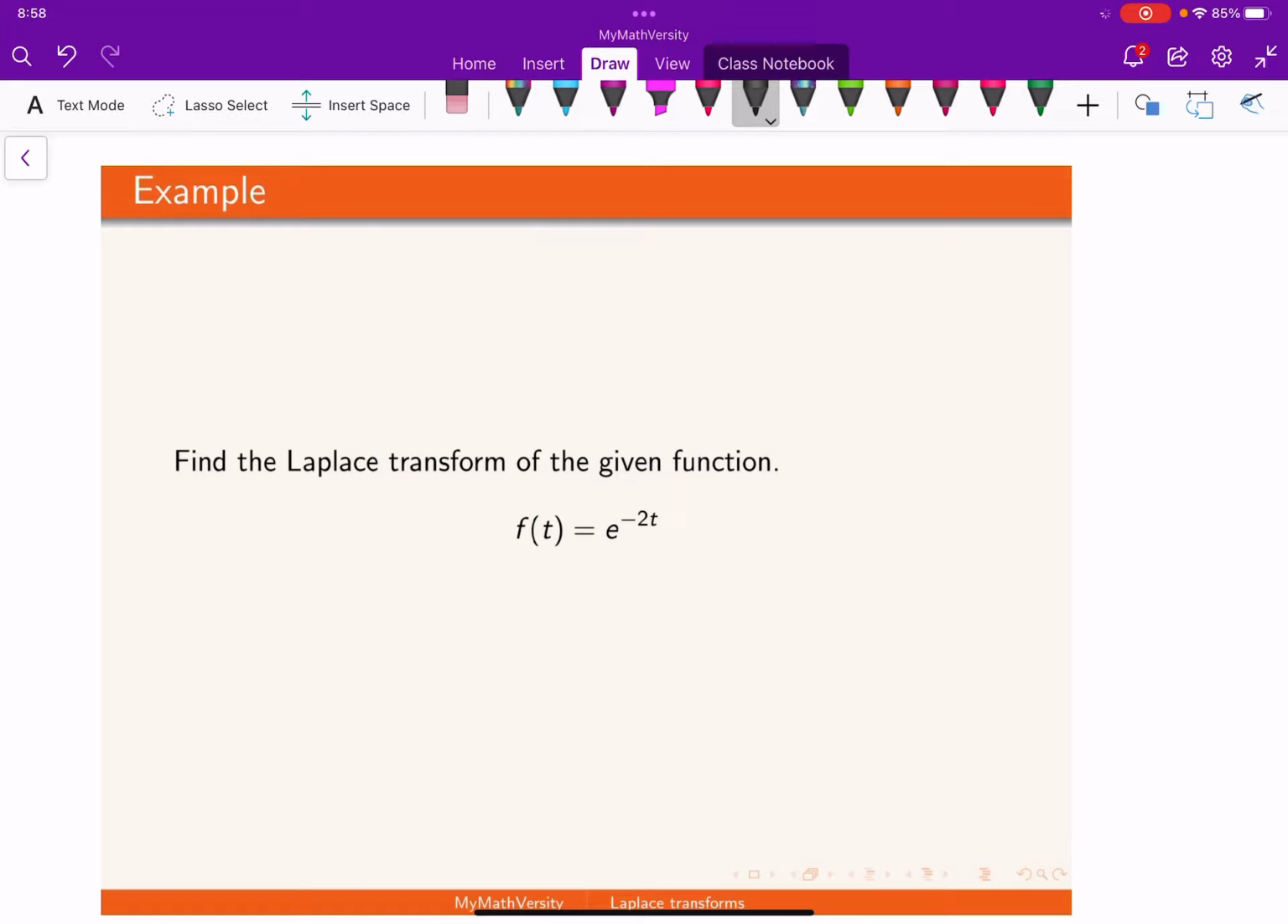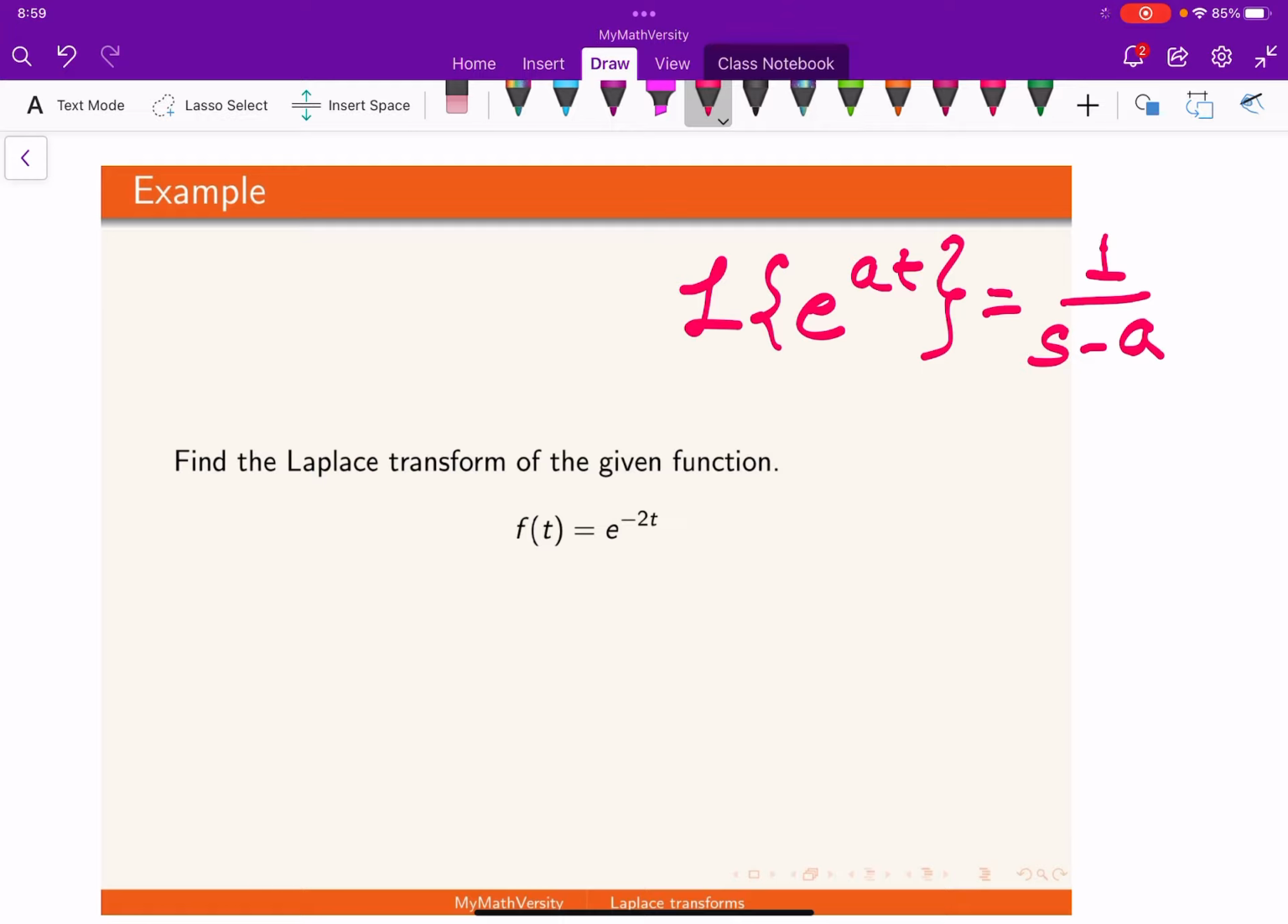Okay, so we have another function here, given as e to the power negative 2t. The idea is that we want to use one of the Laplace transforms from the table of Laplace transforms, compare, and then figure it out. If you look into the table, we can get one of the functions given as e to the power at, whose Laplace transform is 1 over s minus a. So that's what we have.